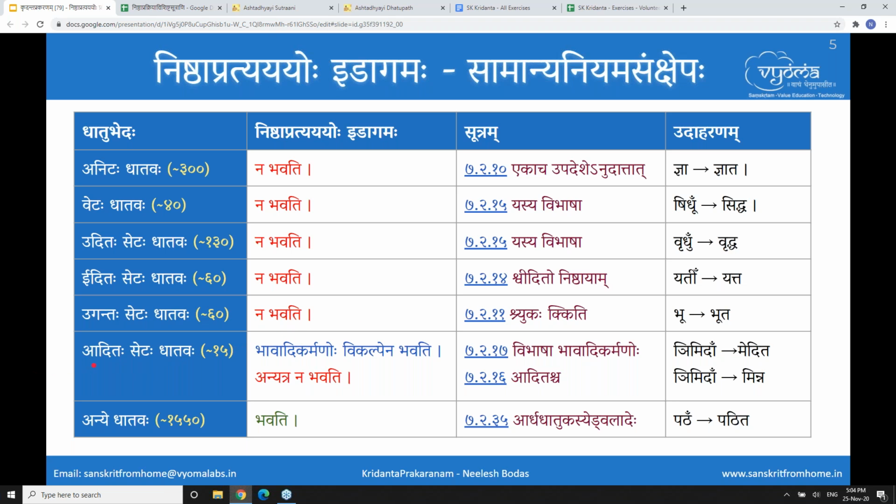आदित् धातुः अस्ति चेत् विभाषा भावादिकर्मणोः इत्यनेन भावे तथा आदिकर्मणि, not to be confused with कर्मणि. So आदिकर्मणि तथा भावे इडागमः विकल्प्यते, अन्यत्र आदितश्च इति निषिध्यते. So once all these are removed, finally the list of dhatus, प्रायः 1500 approximately, तत्र सर्वत्र इडागमः आर्धधातुकस्य इड् बलादेः इत्यनेन भवितुम् अर्हति.